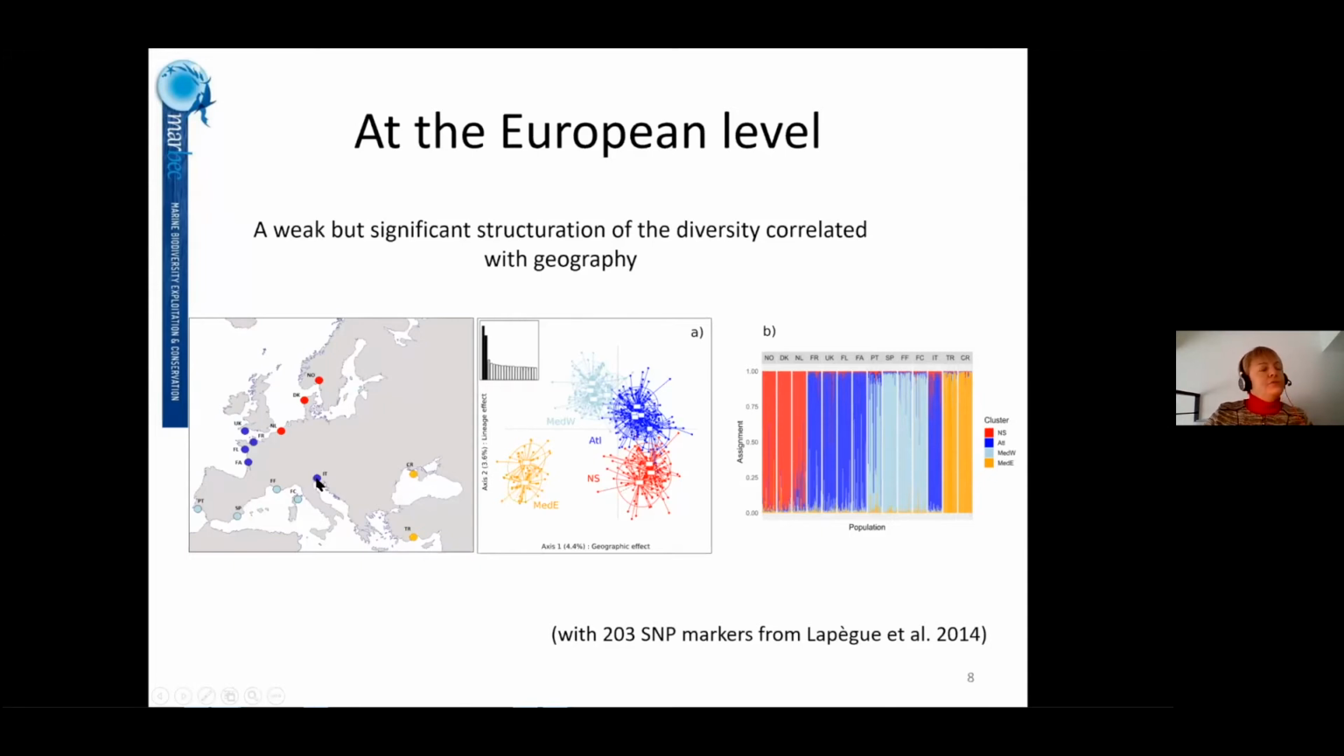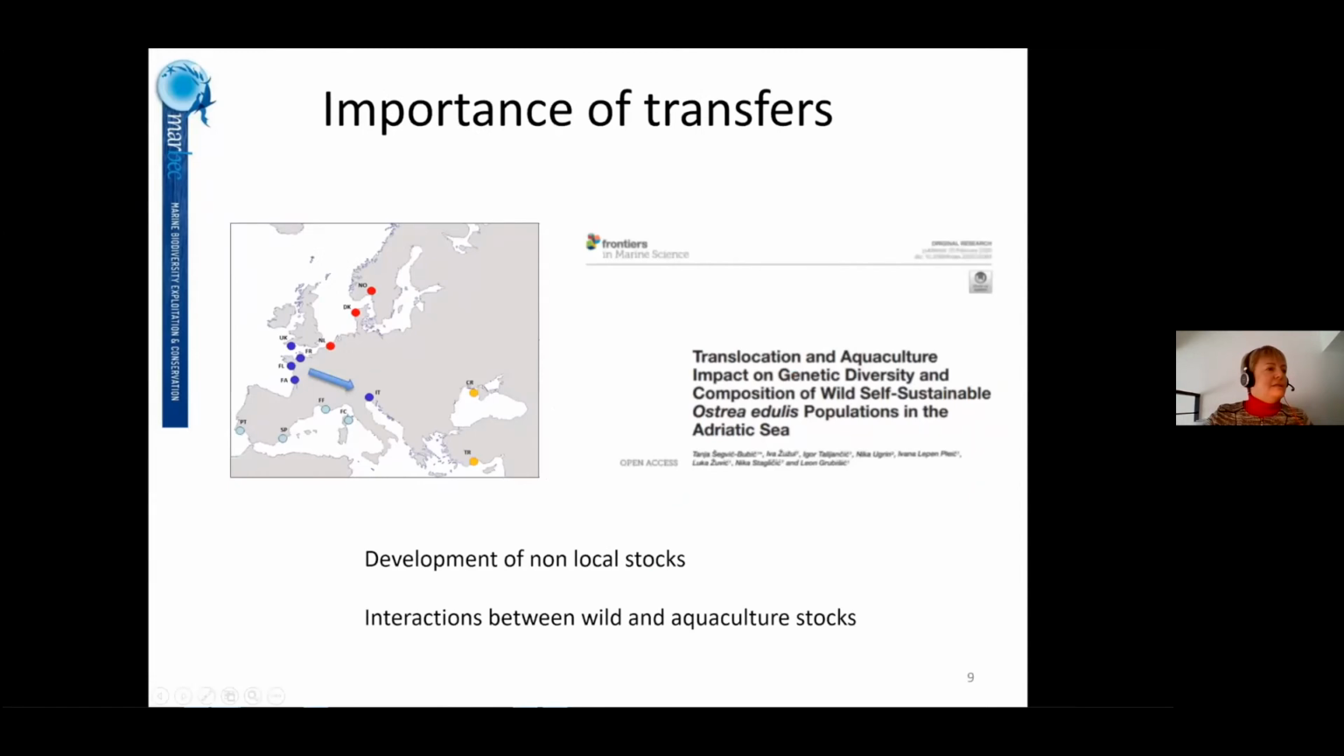And our hypothesis is that this stock's population would have come from a stock coming from the Atlantic. And these could be corroborated by recent results obtained by colleagues in the Adriatic Sea, where they observe that aquaculture may have an impact on the genetic diversity of wild oysters in this area.